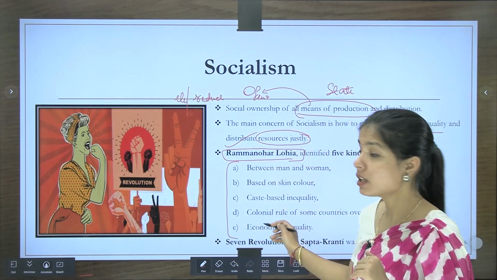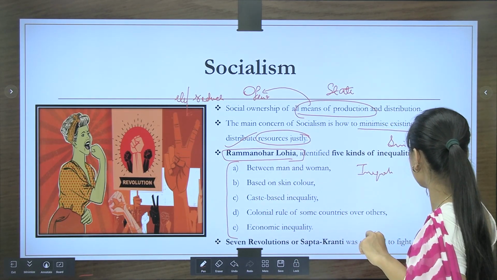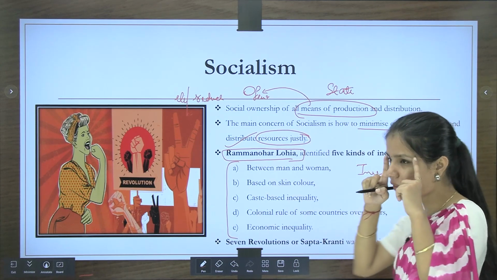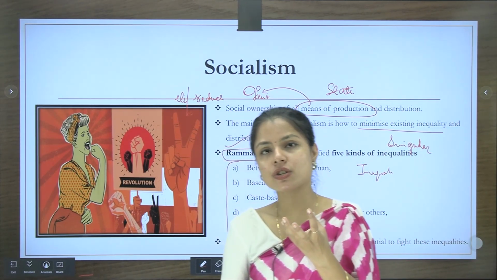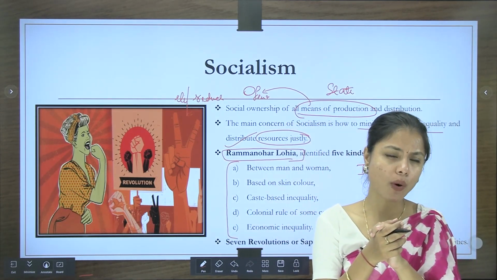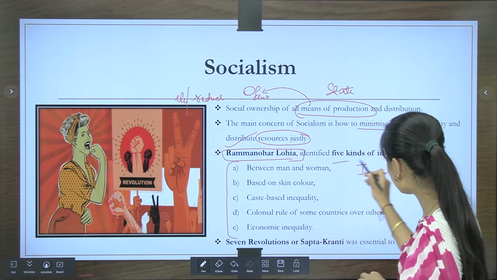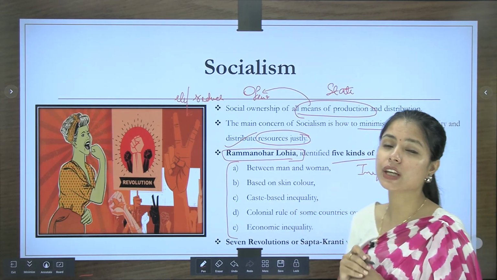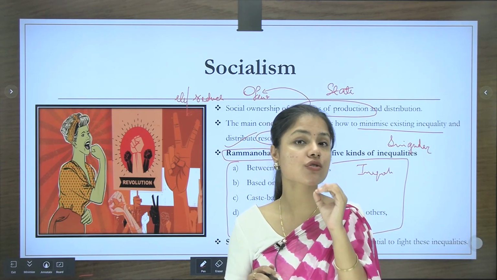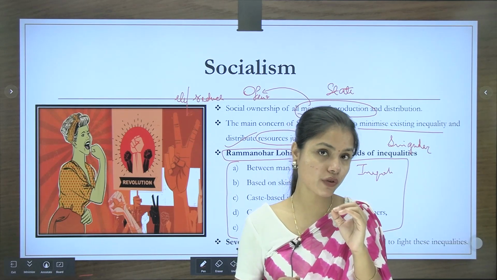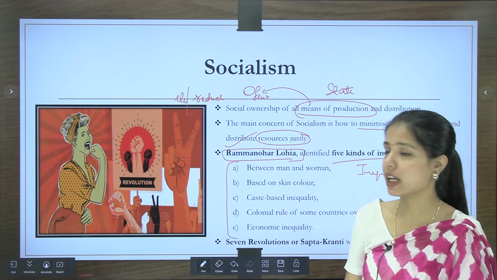Ram Manohar Lohia does not look at inequality in a singular context. He says you can't look at them in a very myopic singular view, whereby you believe that one action will solve all kinds of inequalities. No. And for this, he creates a distinction. He tells you that there are 5 kinds of inequalities that exist, and each of them will require a separate strategy, a separate approach from the government. Only then you will be able to eliminate or reduce inequalities.